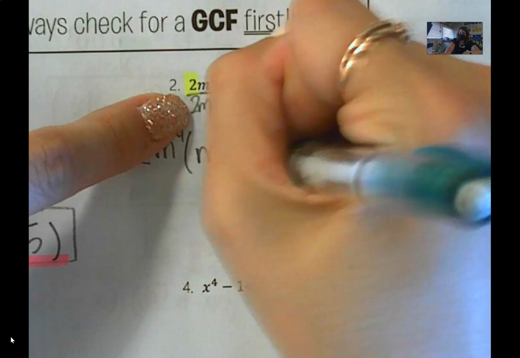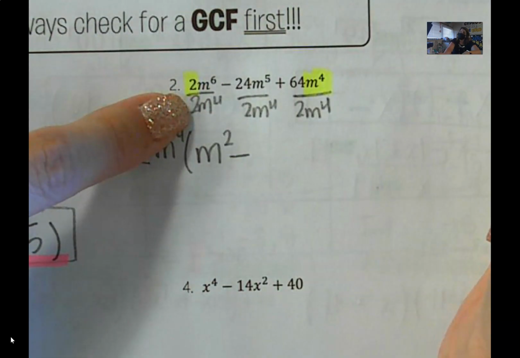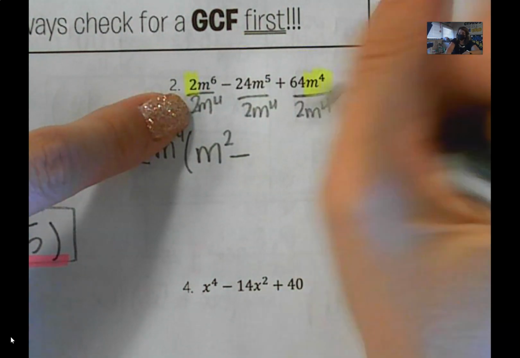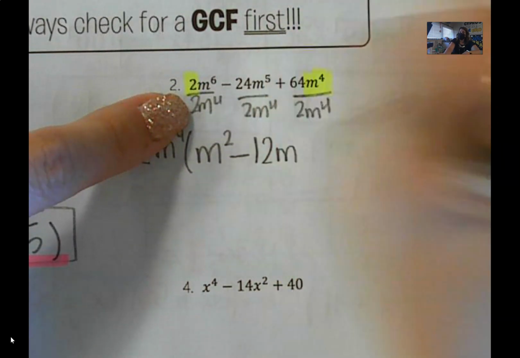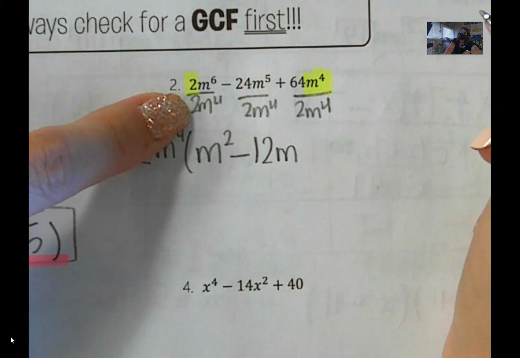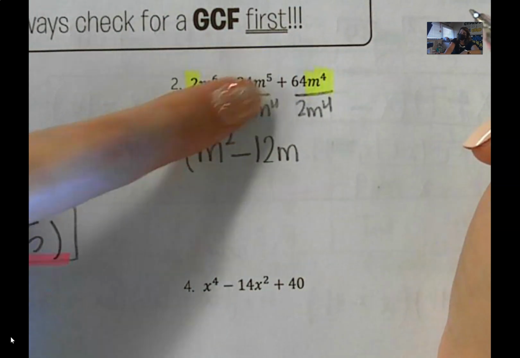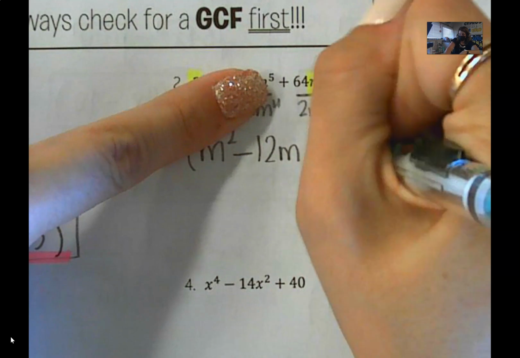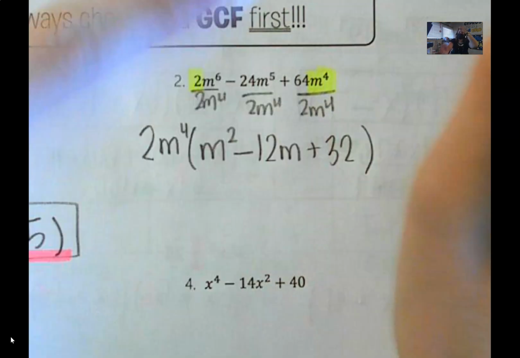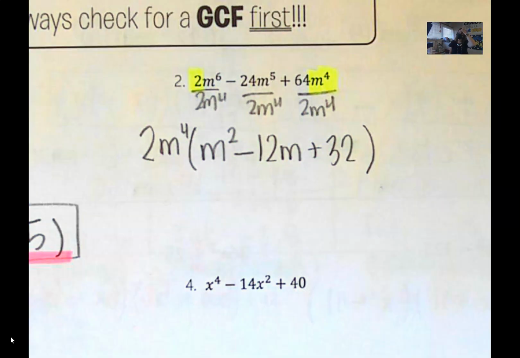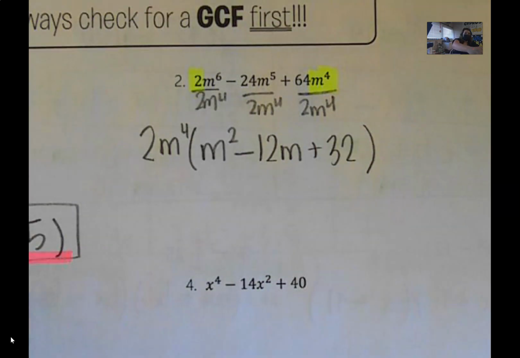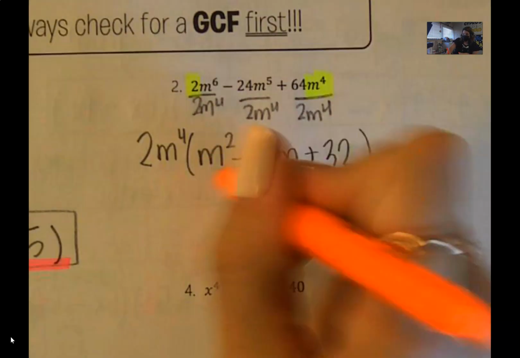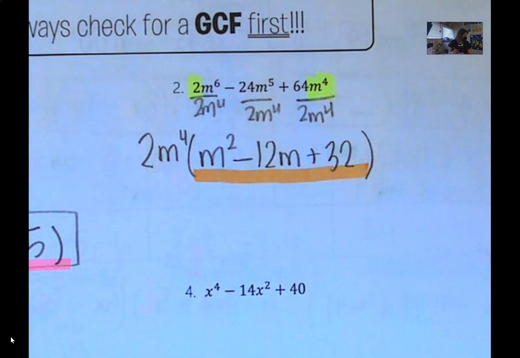Keep your minus. What's 24 divided by 2? 12. And then you only have one m. 64 divided by 2? Thank you. No m's. And this is now a trinomial that can be factored.